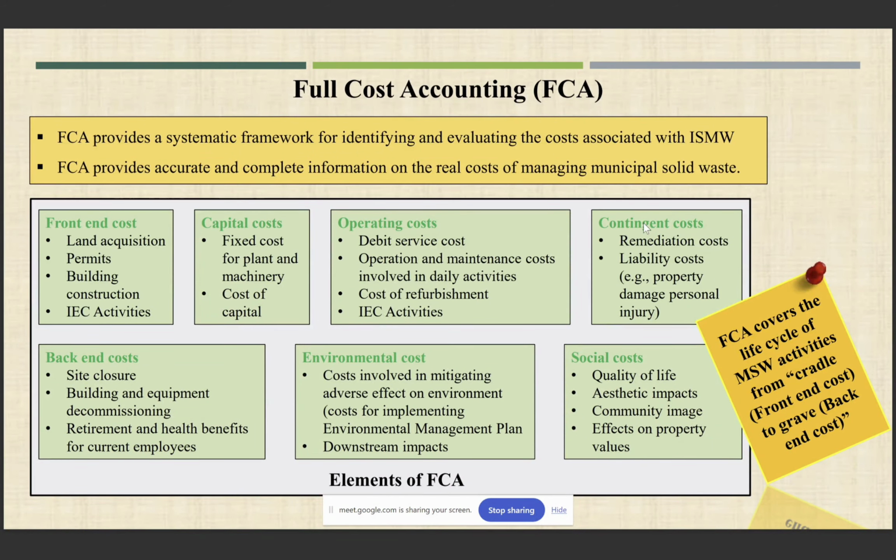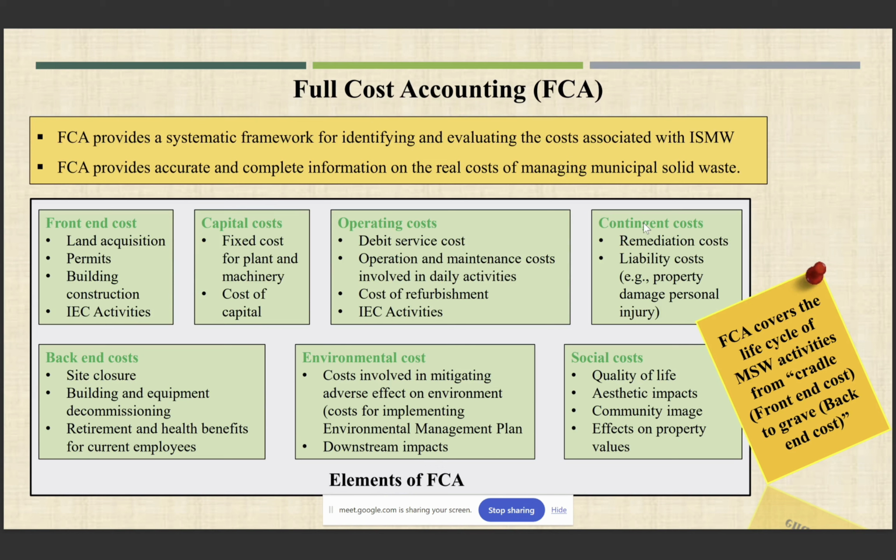So, full cost accounting is a semantic framework for identifying and evaluating the costs associated with integrated solid waste management. It provides accurate and complete information on the real cost of managing municipal solid waste. There are different types of costs. It involves front-end cost, which covers land acquisition cost, the cost required for permits and building construction, and other activities.